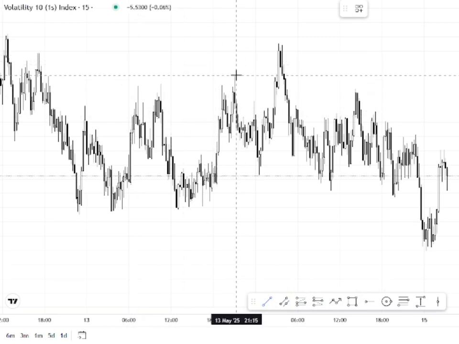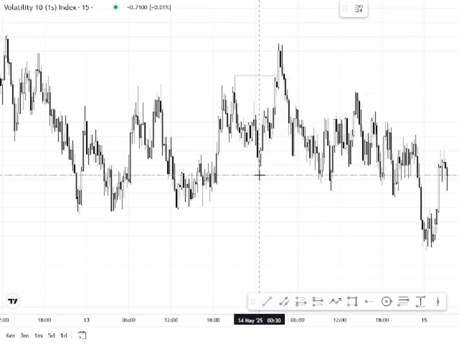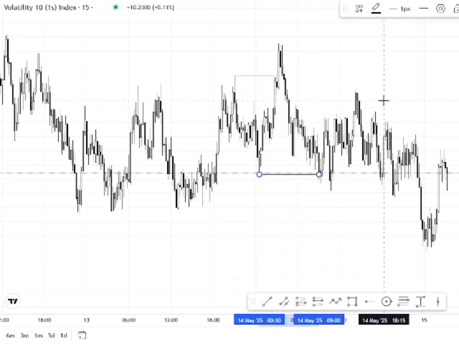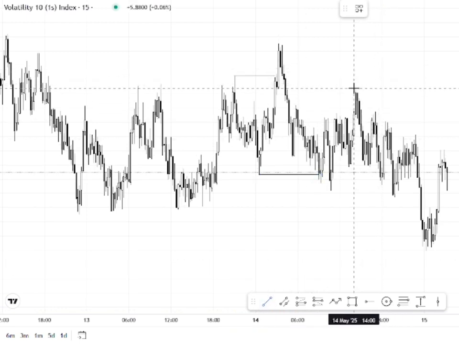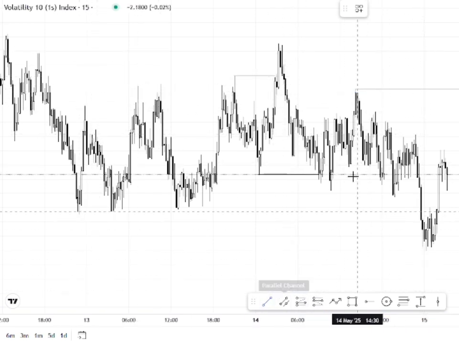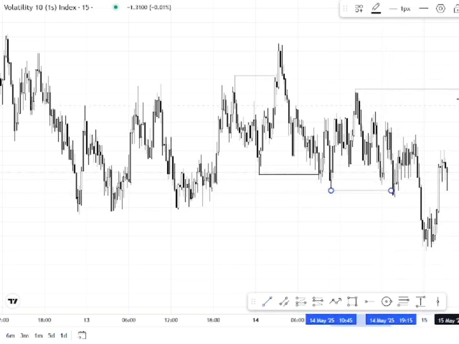So we have a sweep here. This is a sweep of liquidity. And then we have a break of structure here. A break of structure. Then after this break of structure, price went to give us a structural liquidity here. Then after the structural liquidity, what next? Price took out this structure. You see, it broke structure again. That's the second break of structure.